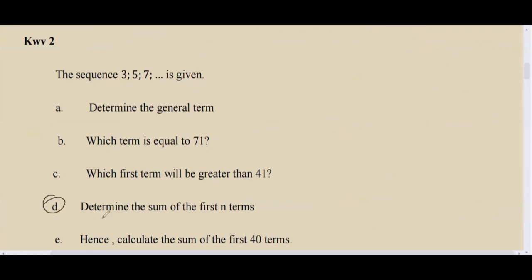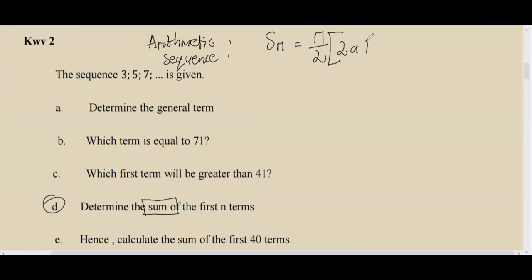Now, D says determine the sum, keyword sum, of the first n terms. If they say determine the sum, the formula that we use for the sum of n terms of an arithmetic sequence, and this formula is only used for an arithmetic sequence, is Sn equals n over 2, then big bracket 2a plus (n minus 1) d, then close bracket. It appears at the back of your formula sheet, so you do not actually need to memorize it, but only to know how to use it.